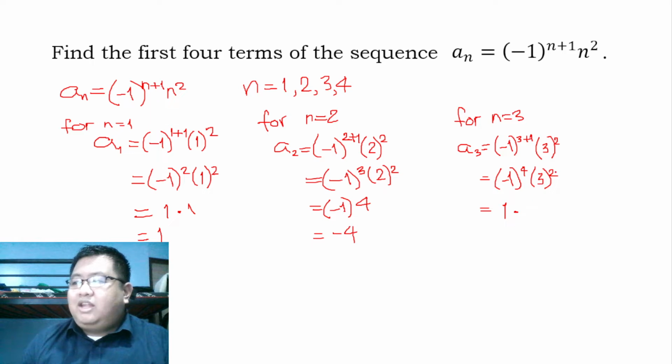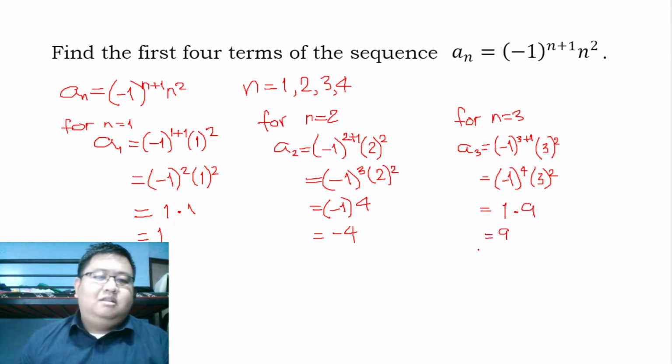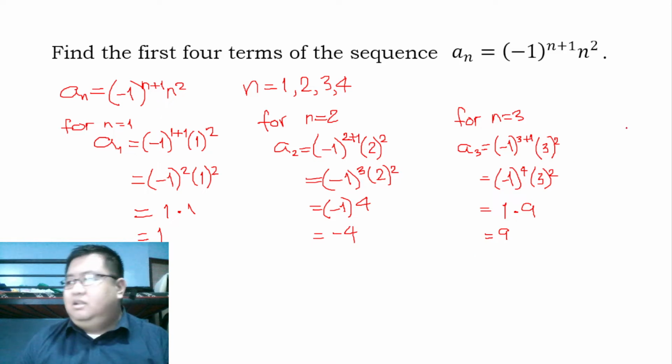Times 3 squared, 3 times 3. So that's 9. 1 times 9 is 9. Our third term is 9.